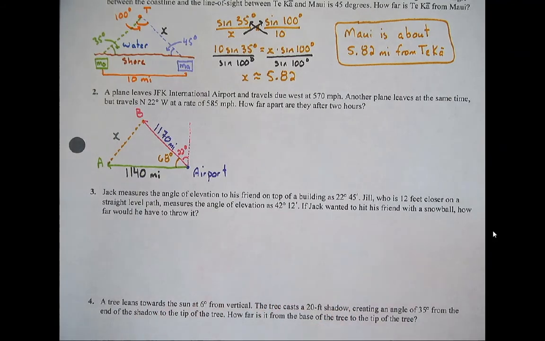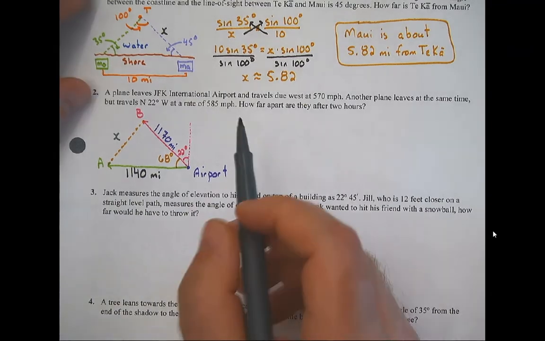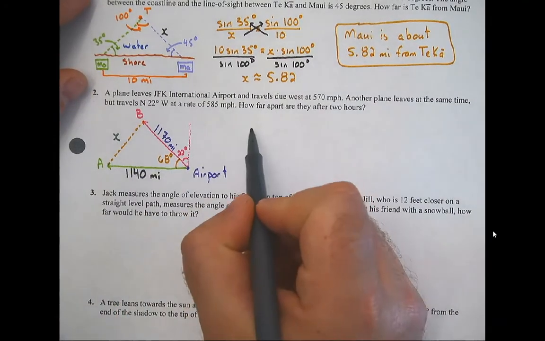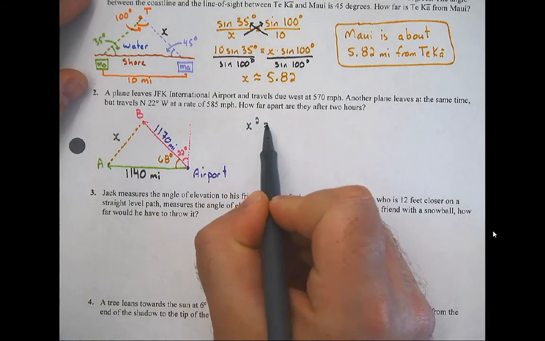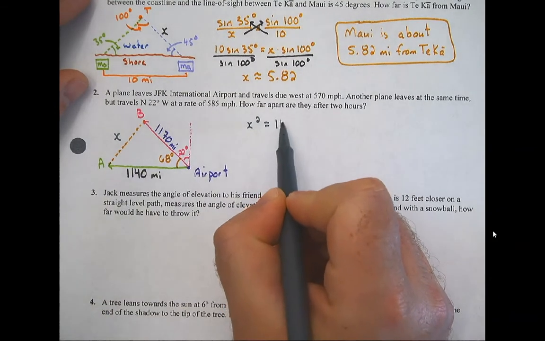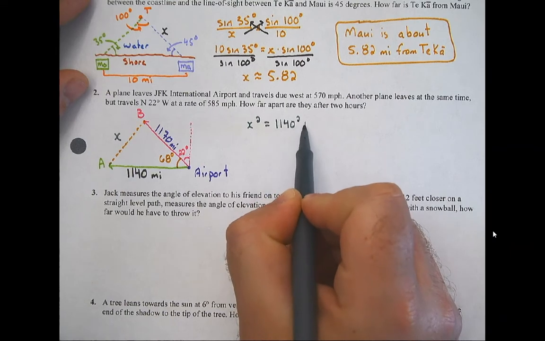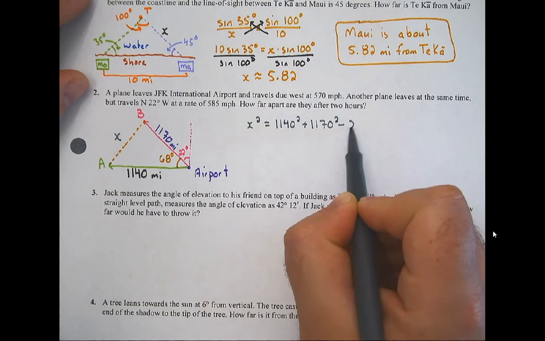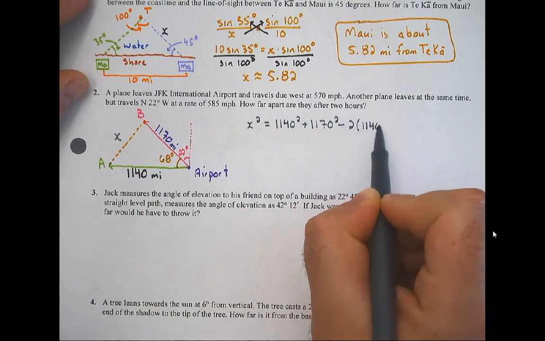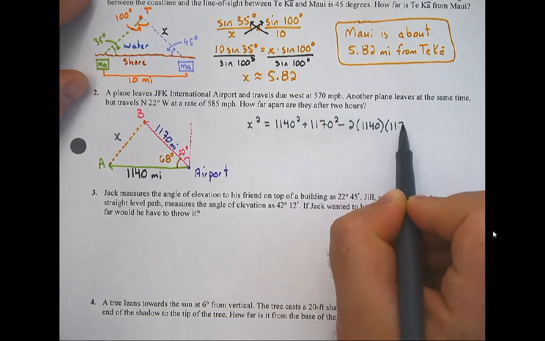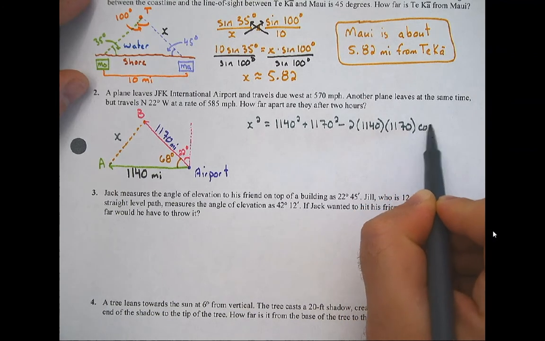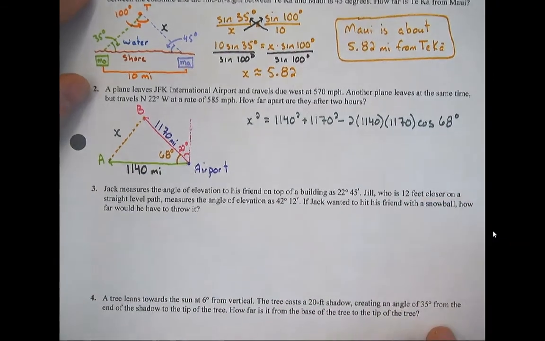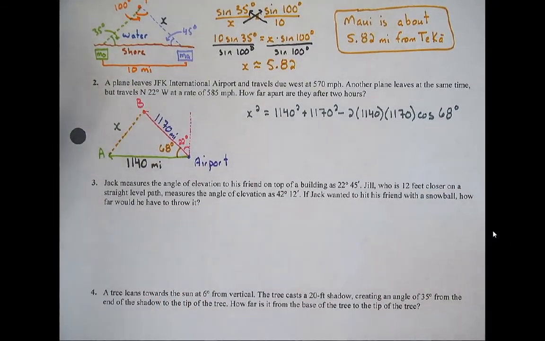That means I'm going to set up a law of cosines problem. So law of cosines, you start with the side length that's opposite the angle. So for us, that's x squared is equal to one of the legs plus the other one minus 2 times the first one times the second one times cosine of, our angle is 68 degrees. I can plug and chug at this point.